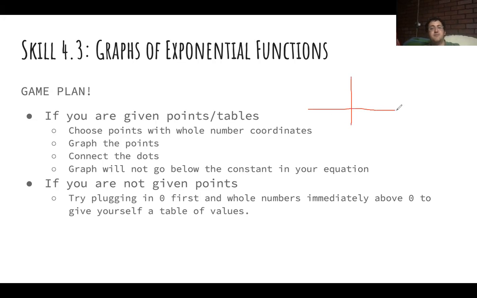So kind of an example of that would be, let's say that I have like a +2 outside of my exponential. I want to make sure that it does not go above or below 2, for instance. So that's what we call like the horizontal asymptote.